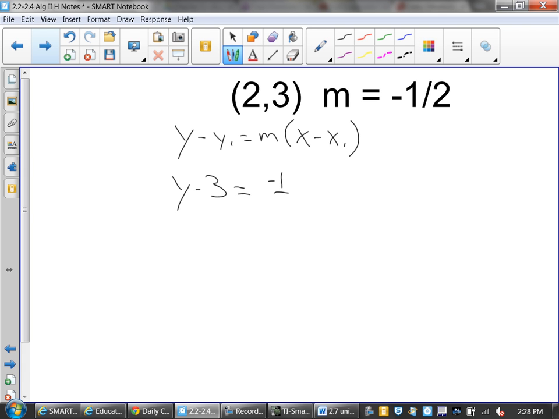Biggest mistakes you guys might make with some of this stuff is flip-flopping your x and y value or missing a negative symbol. The algebra part of it is relatively easy for you. So with that point slope, distribute out that -1/2 and solve for y. What did you guys get for your final?